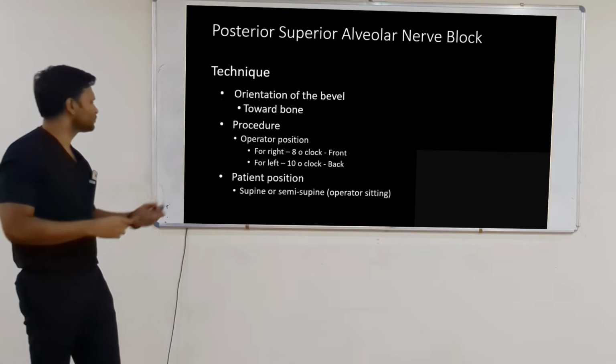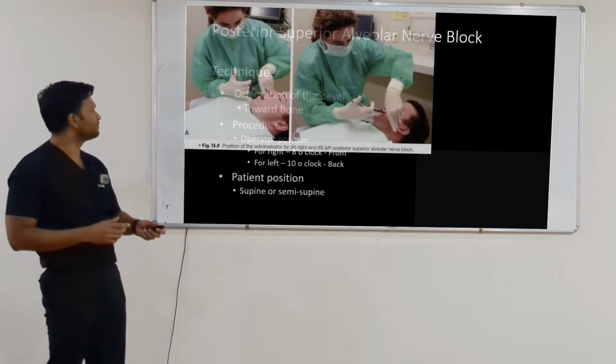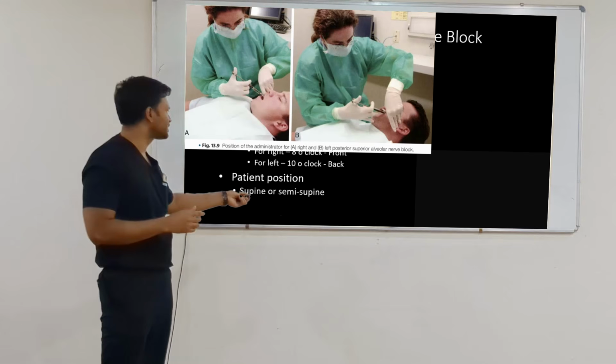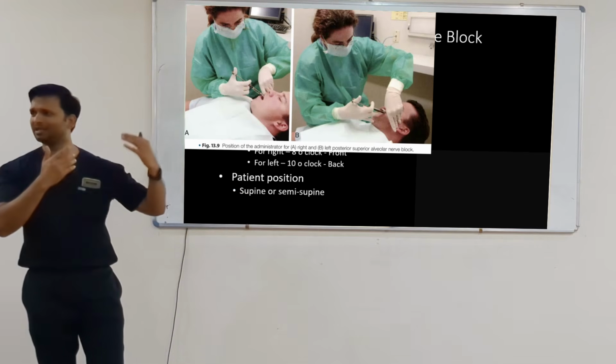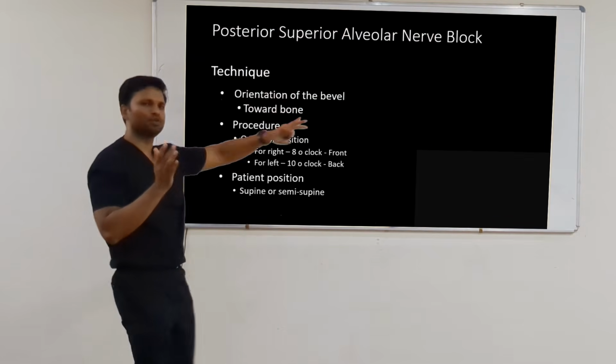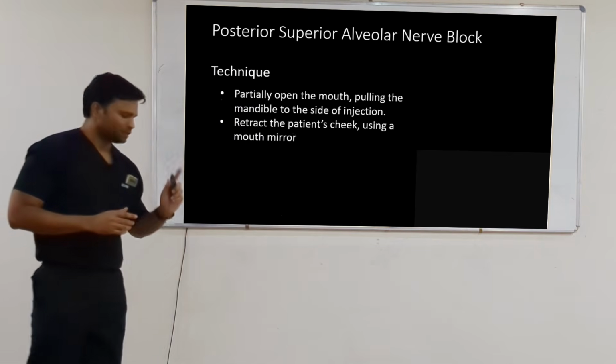Then procedure, operator position should be for right 8 o'clock, left 10 o'clock. Let me see if we have the images. Yeah, this. But to be honest, I keep myself at a 9 o'clock position for both the sides. It is almost same, दोनों का मिला के. And the patient position is supine or semi-supine. Okay. Then technique. This is important.